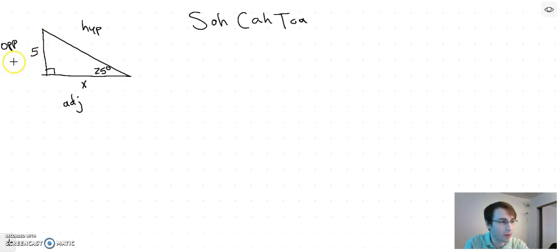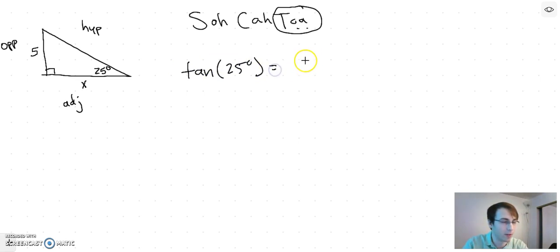We have the opposite side, so we want to narrow it down to sine or tangent, because those are the ones that deal with the opposite side. And we want to find the adjacent side, so not sine, but tangent. Tangent, opposite, adjacent, those are the two relevant sides here. So let's set up an equation. Tangent of 25 degrees equals opposite 5 divided by adjacent x.